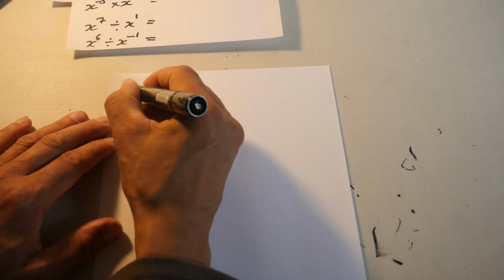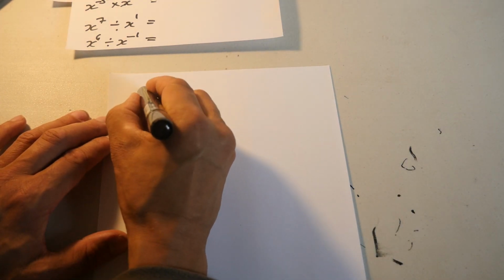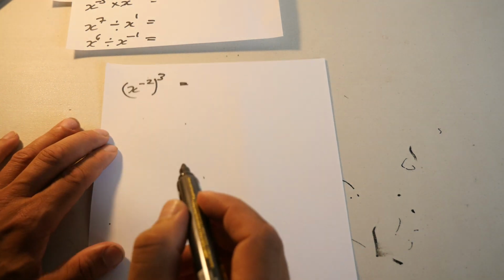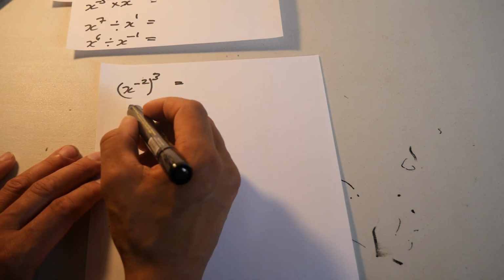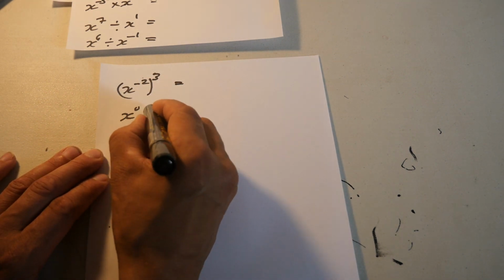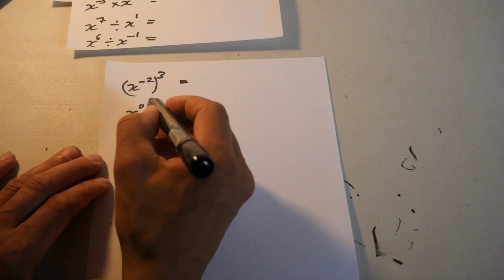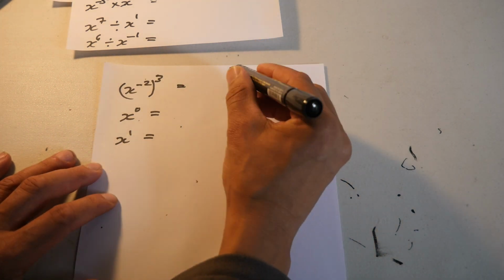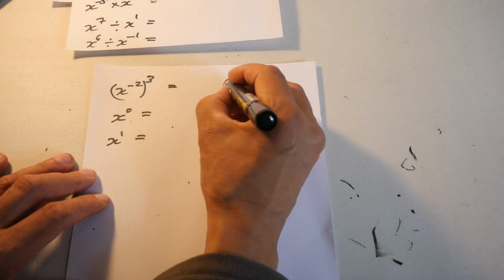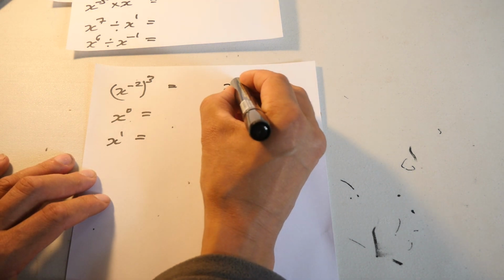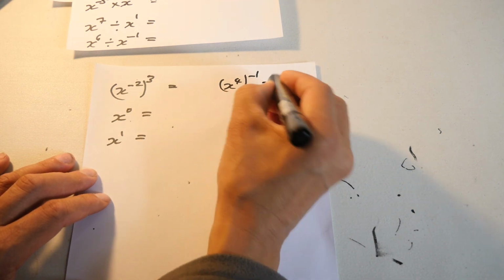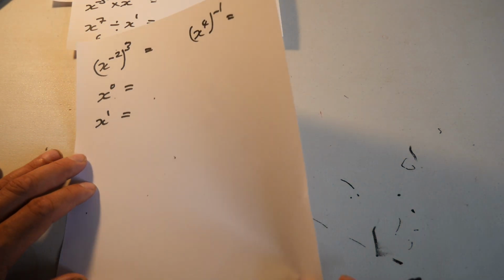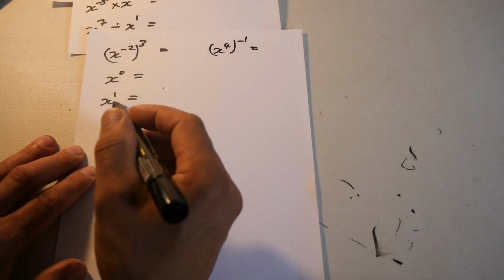And how about x to the minus 2 to the power of 3, what's that equal to? Okay. What's x to the nothing, x to the 0, equal to? Okay? Next, x to the 1 equal to. And I'll do another example. X to the 4 to the minus 1. What's that equal to? Okay, if you pause the video and practice these. Now I'm going to give you the answers, okay?